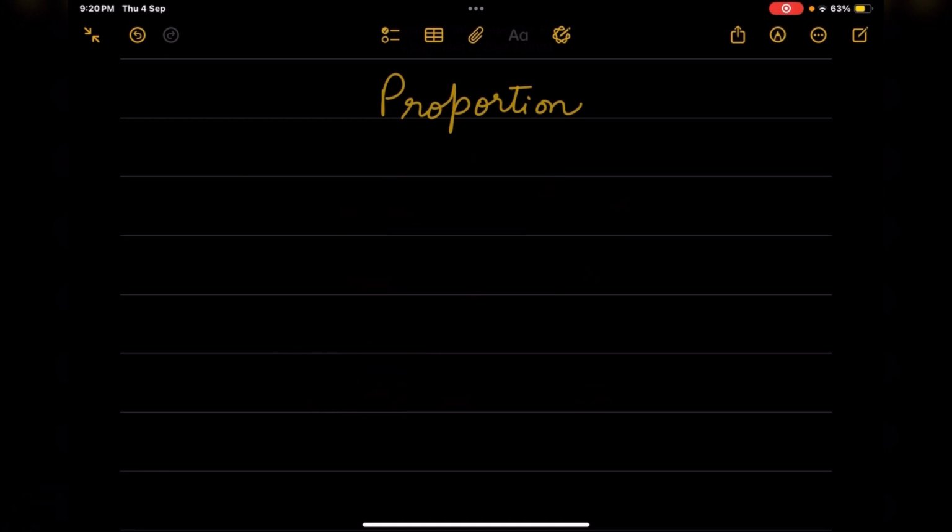Now come to the topic direct proportion. Two quantities are in direct proportion if when one increases, the other increases in the same ratio. For example, more pens, more cost.